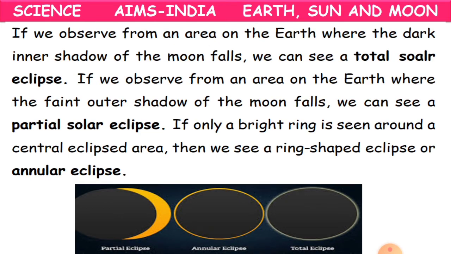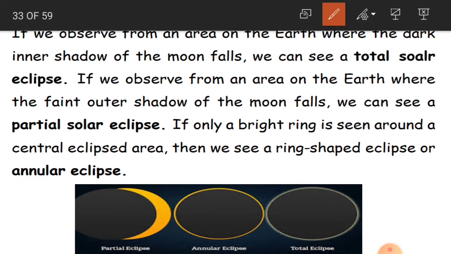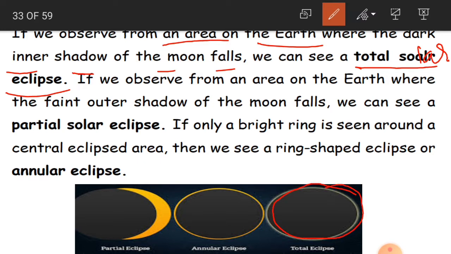Now, if we observe from an area on the earth where the dark inner shadow of the moon falls, we can see a total solar eclipse. So if we observe from an area of the earth where the dark inner shadow of the moon falls, we can see a total solar eclipse.